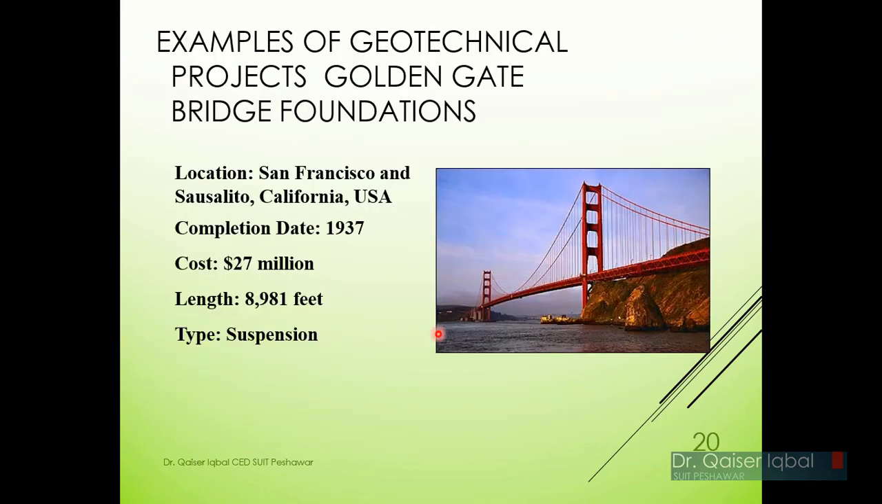The other notable projects include the example of the San Francisco Bay Bridge in California, which you can see over here. It's a huge structure. There was a lot of work needed over here to stabilize the foundation of these two bridge piers. So there was a lot of geotechnical engineering in play for the foundation design. The total cost was 27 million in 1937. The length is 8,981 feet, and the type of the structure is a suspension bridge.